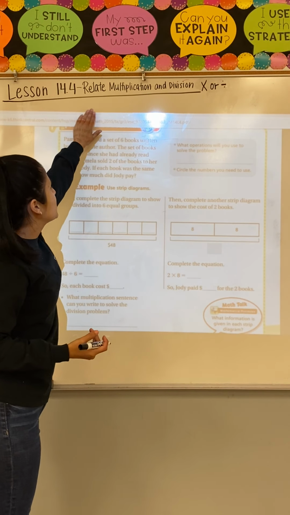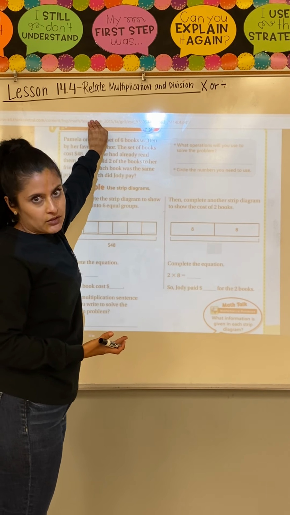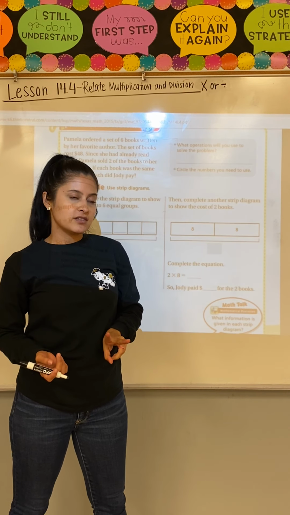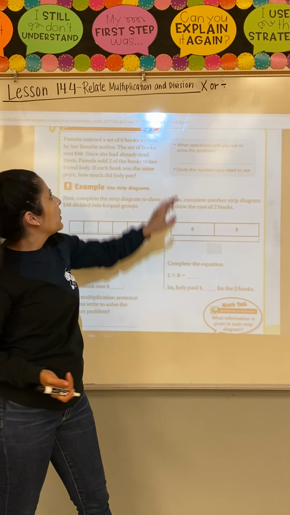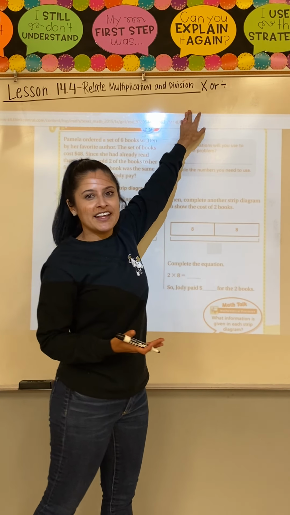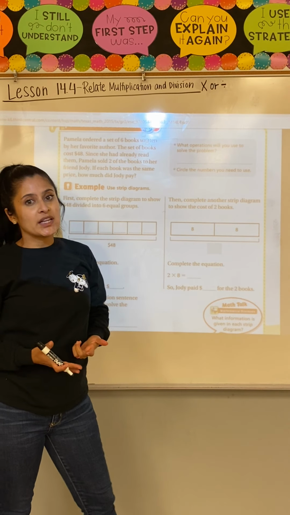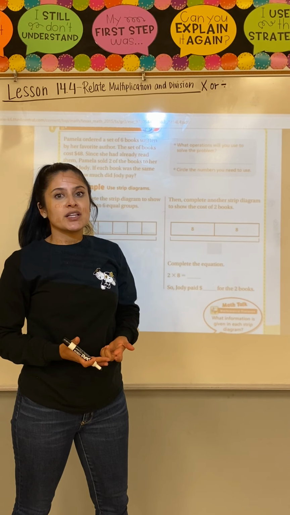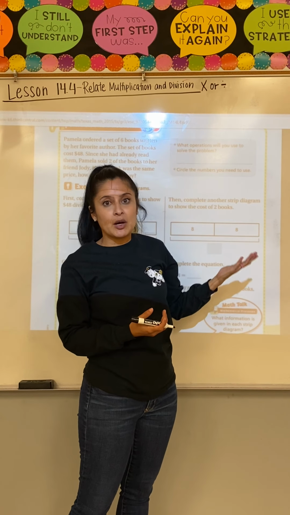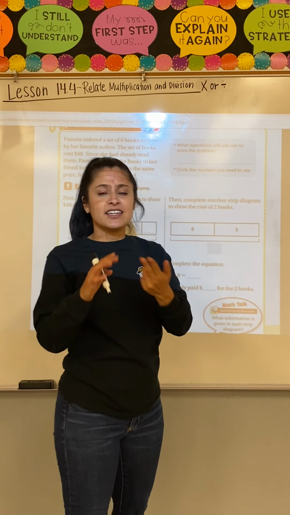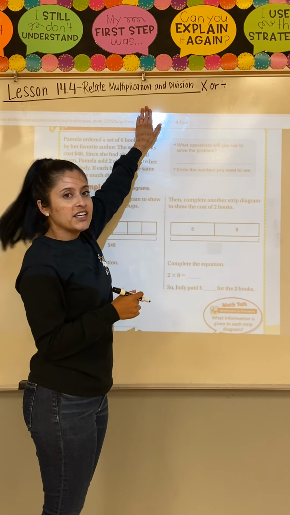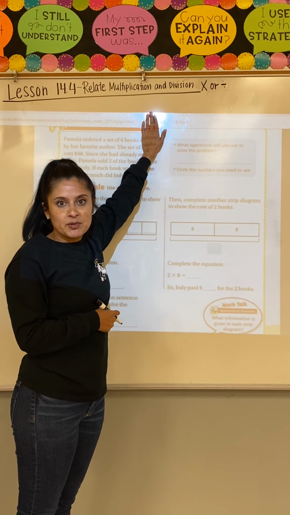All right, now, when we talk about relating them together, think back to what you already know about those two operations. Well, we do know that they are inversely related. Now, remember what inversely related means. Inversely related means they undo each other. They are opposite operations. Just like addition and subtraction are inverse operations, multiplication and division are inverse operations.